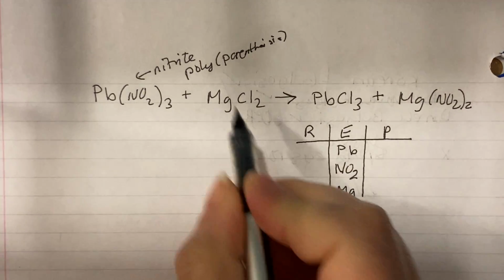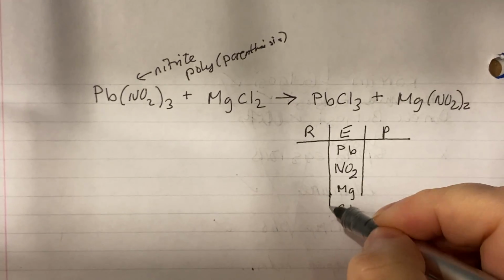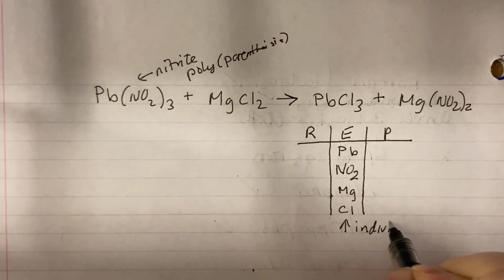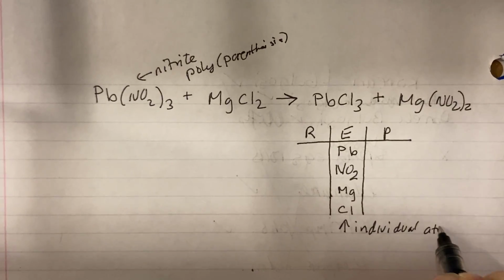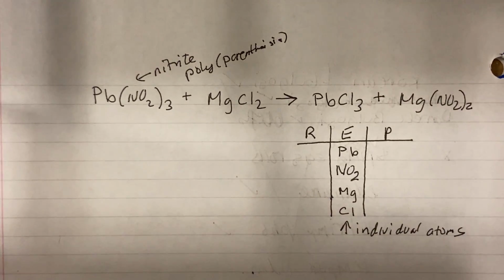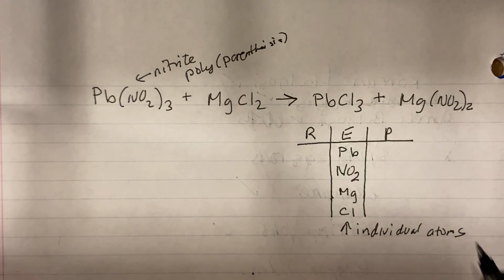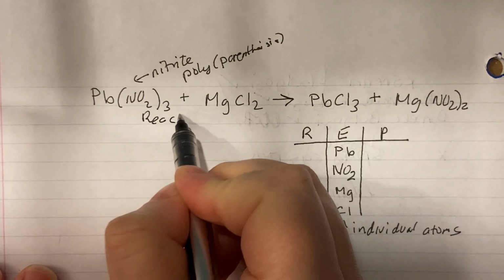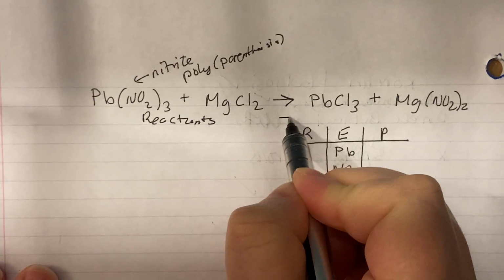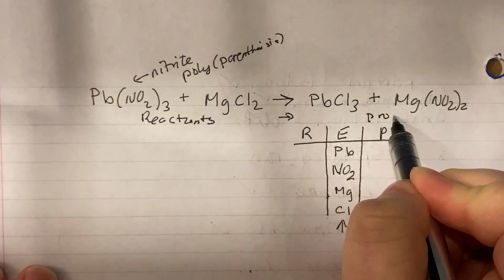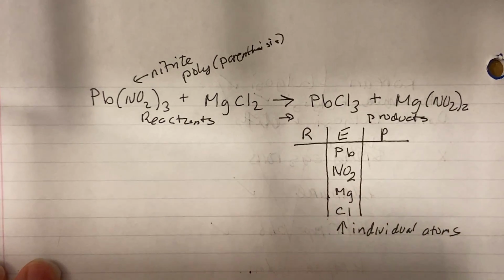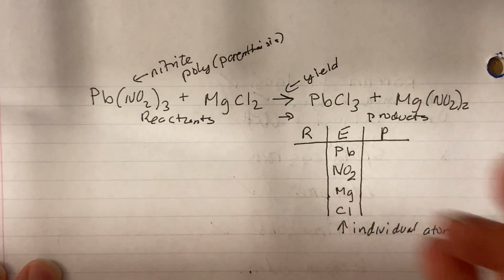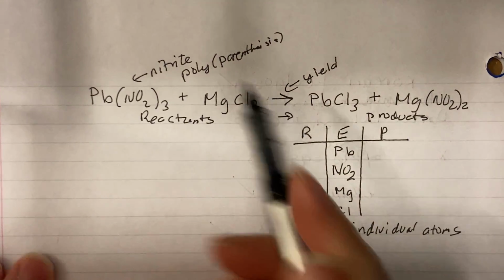Magnesium and chlorine. You're keeping these as individual atoms, so no Cl2, just Cl. And then we count on the reactant side, which is what's on the left, because reactants are your ingredients to make something, to make a product. So your products are on the right. That arrow is called the yield because it's what's creating or yielding something.